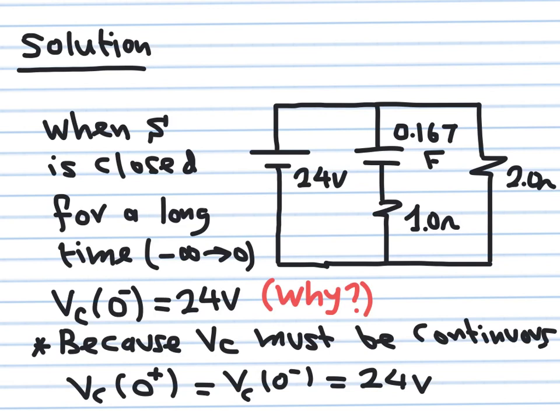So between here and here, you're going to see still 24 volts, which means between here and here, you're going to see 0 volts. And in that case, there is no current flowing here. The current must be equal to 0, and the capacitor represents an open circuit. So this is a steady state.